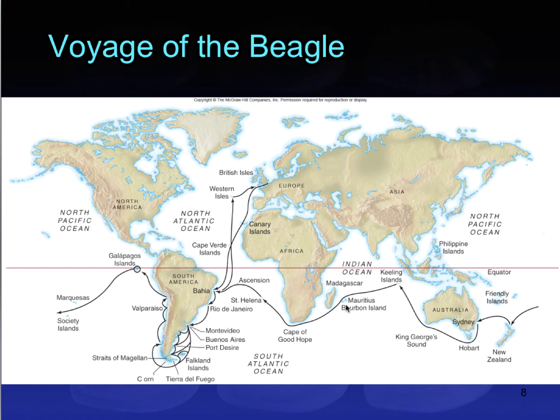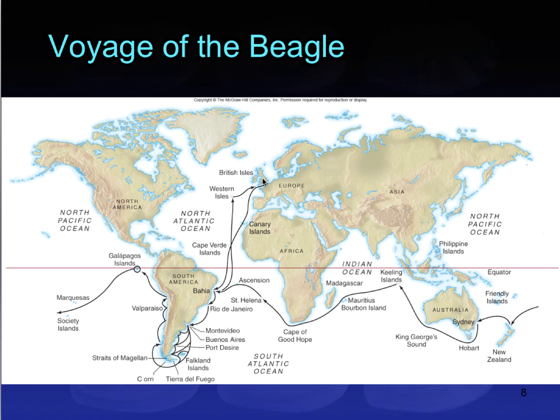And then he traveled throughout the South Pacific to New Zealand, around Australia, through the Indian Ocean and around Africa, back to South America, and then back to Europe. And this was a very long journey. It was supposed to be just a 3-year journey. It ended up being almost 5 years.